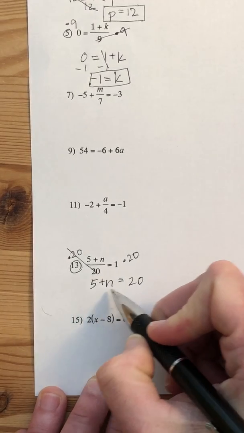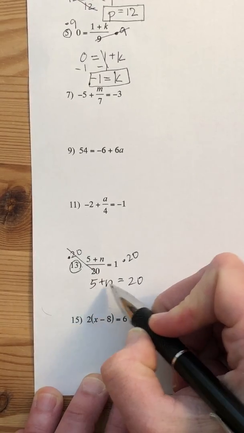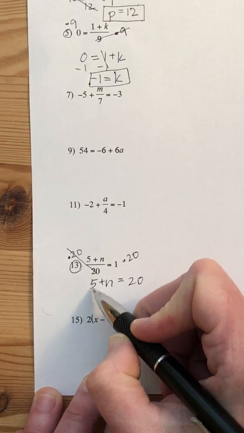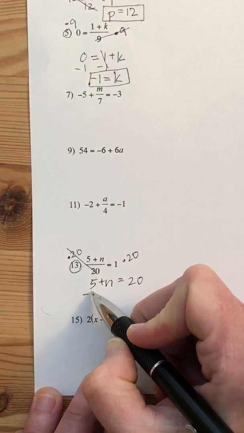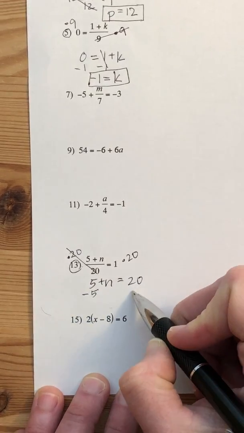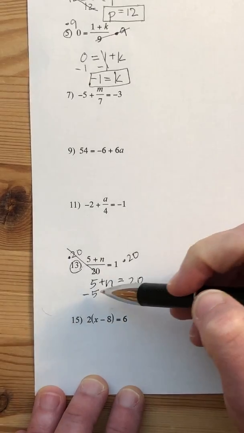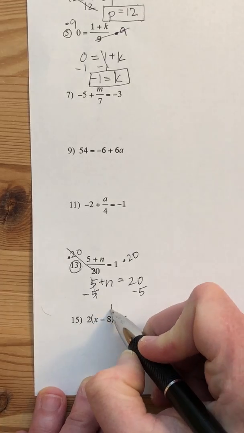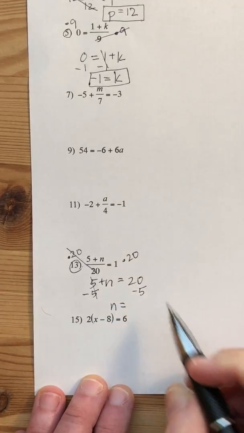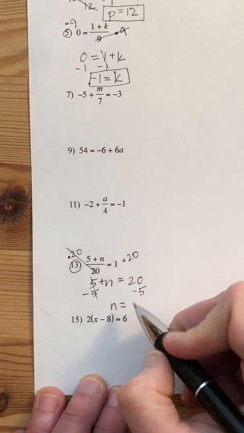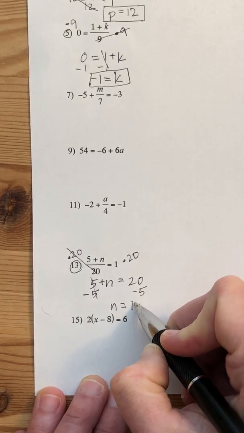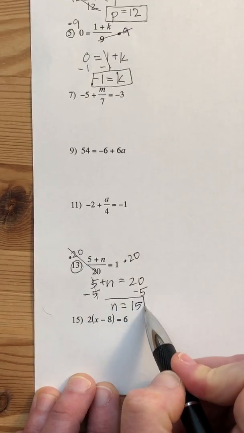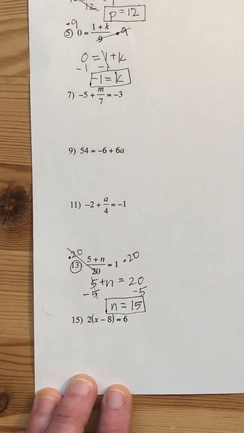And from there, you want to get the n by itself. So if you have 5 plus n, you're going to do the opposite. We have a positive 5, so we're going to subtract 5, and we're going to do it to both sides. 5 minus 5 gives you 0, so I'm going to cross those out. And then we have n equals 20 minus 5 equals 15. So you have your n equals 15.